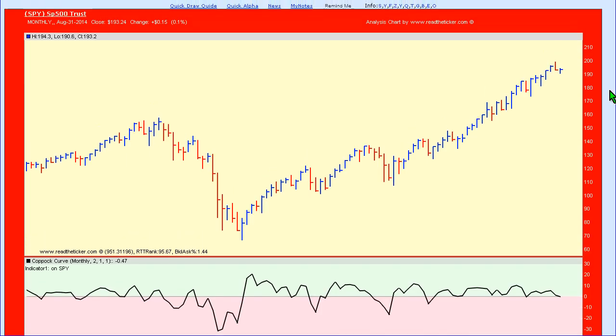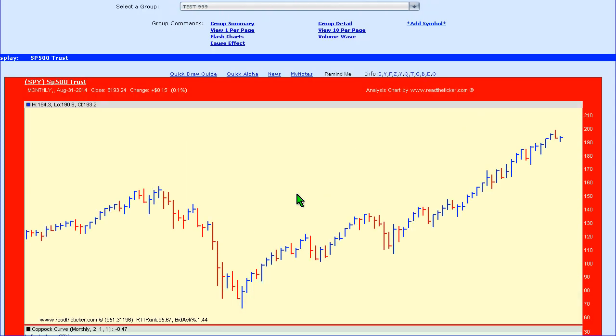Here we have the SPY monthly chart. Red bars are low closes for the month. Blue bars are high closes for the month. Now you may just look at this chart and say, well, I'm going to buy all the red closes when the trend is up, and I'm going to short all the blue closes when the trend is down.